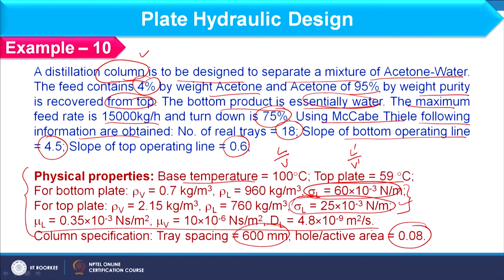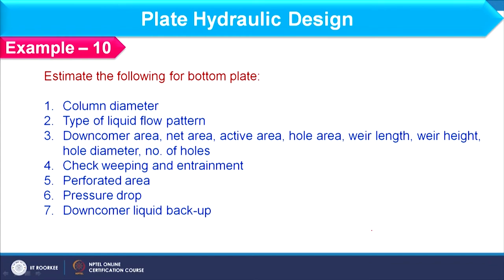In this way you consider the complete problem for plate design, and let's see what we have to estimate. First of all, we have to calculate the column diameter, then decide the liquid flow pattern, and then decide the plate layout, that is downcomer area, net area, active area, hole area, weir length, weir height, hole diameter and number of holes. After that, weeping and entrainment conditions should be checked and maintained if these are not within the permissible range.